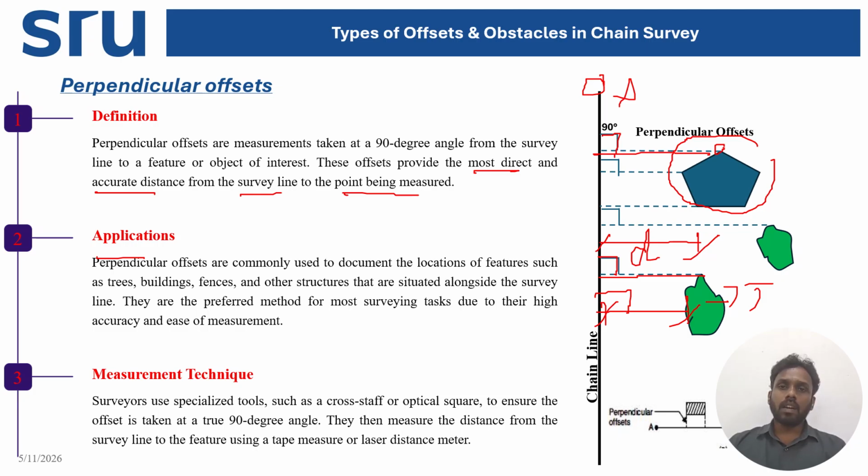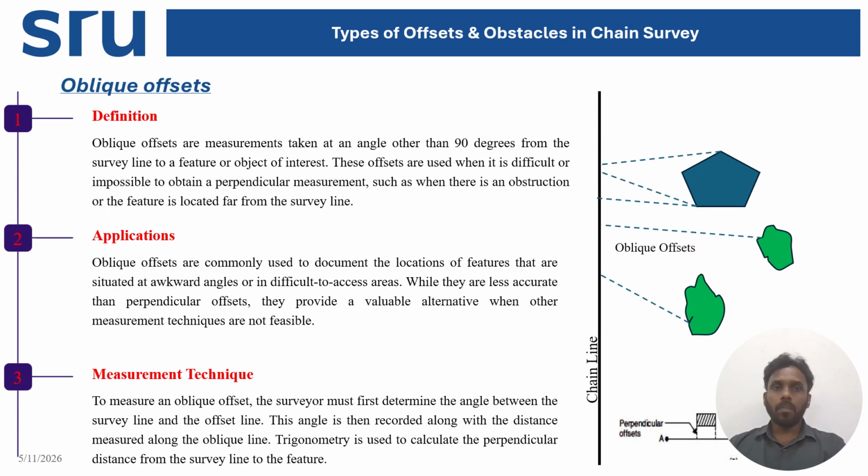So you can mark how many points? See here in this structure, most of the points are marked. The distance between this edge to this edge is marked, and the distance between this edge to this edge is also marked, right? So this kind of measuring your distance and marking your structure with respect to your major survey line is called perpendicular offset. Now oblique offset.